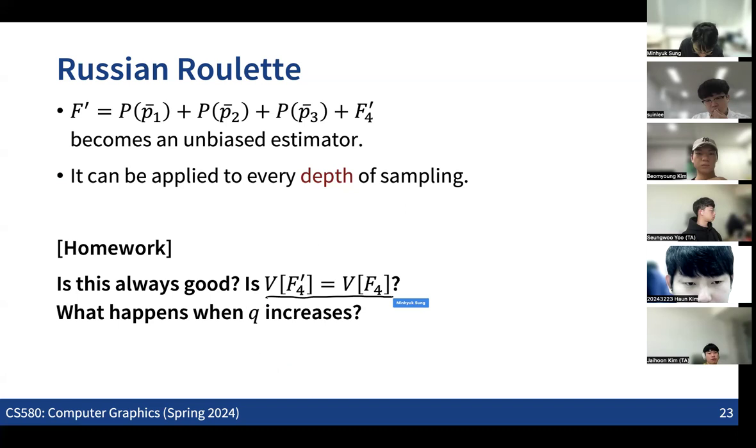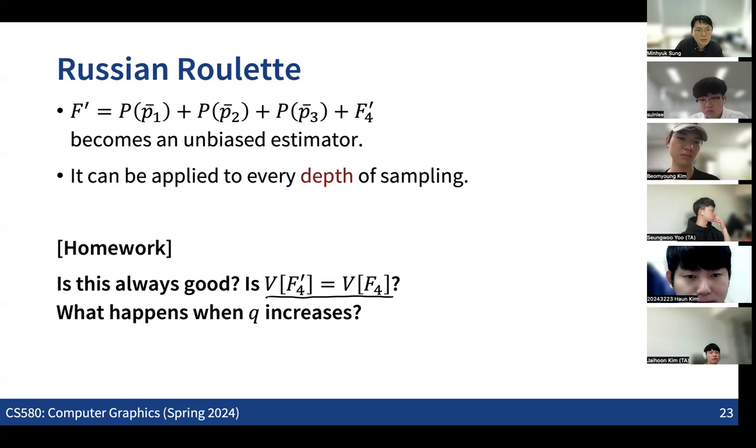Obviously the variance will be increased, right? So there will be fewer chances that we converge to the right answer as we cut out some of the computation. We can also think about calculating this variance and seeing how much it will be increased depending on the threshold value. So this might be some of the things we can think about in this Russian roulette system.